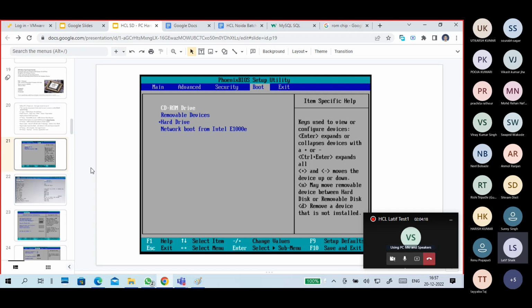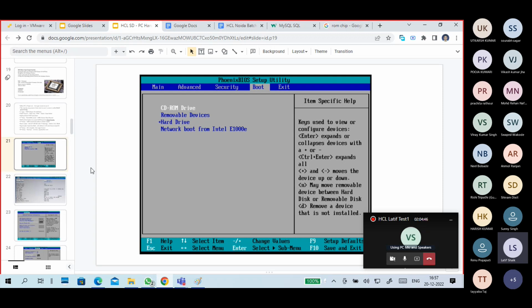For example, you insert a pen drive containing an operating system and start your computer. First it will search the CD-ROM for any OS disk. Then it searches removable devices like pen drives. Yes, my pen drive contains an operating system, so it loads the operating system. Even if your hard disk has an operating system, it doesn't search there. It loads from the pen drive only.